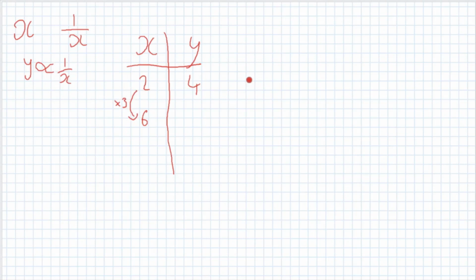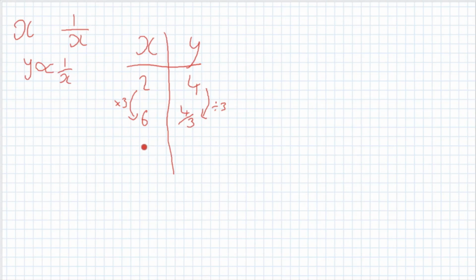Now, it's not direct proportional. We're not going to do the same thing to each side. It's inverse proportion. So inverse proportion, we're going to do the opposite thing. We're actually going to divide by 3. So 4 divided by 3, 4 over 3 is what we're going to get.